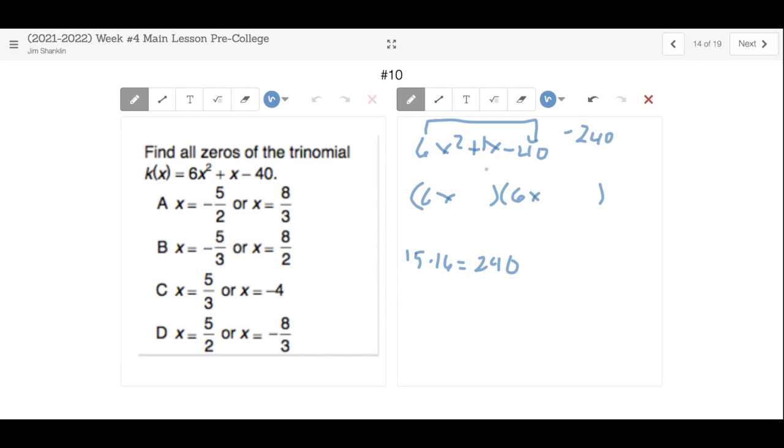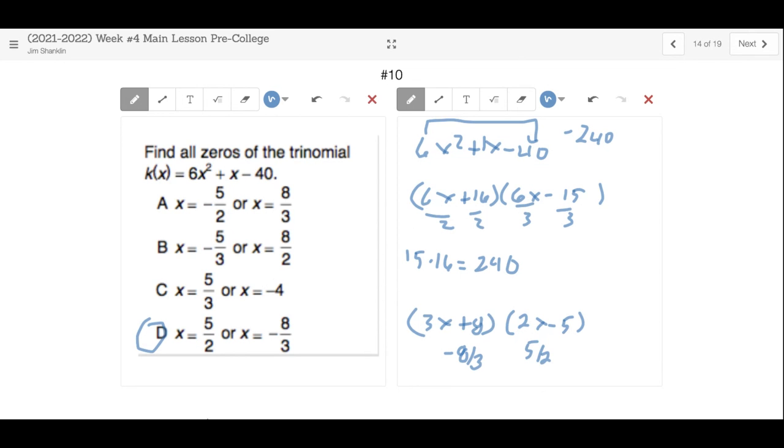It's got to equal positive, so that's going to be positive 16 and negative 15. And since I cheated with a 6, I have to divide a 6 out. Well, I can divide a 3 out of this one and a 2 out of this one. So that's going to give me 3x plus 8 and 2x minus 5. So my answer would be negative 8/3 and 5/2. Negative 8/3 and 5/2, letter D.